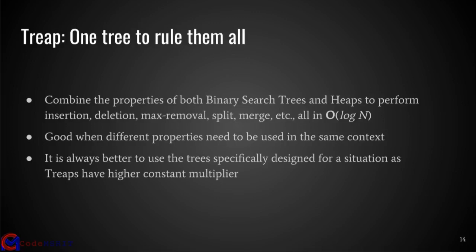Binary search trees can be combined with heaps, which are complete binary trees, to give rise to a new data structure called a treap. They support a huge variety of operations and are hence useful when different features are necessary within the same context. But treaps usually perform tasks by chaining together a series of smaller tasks and hence have a larger constant multiplier associated with the operations, when compared to other data structures that do the same task.